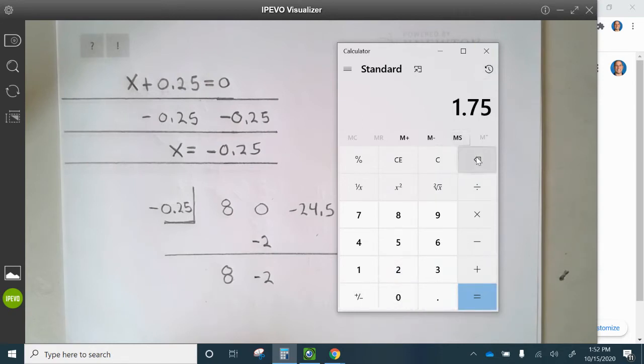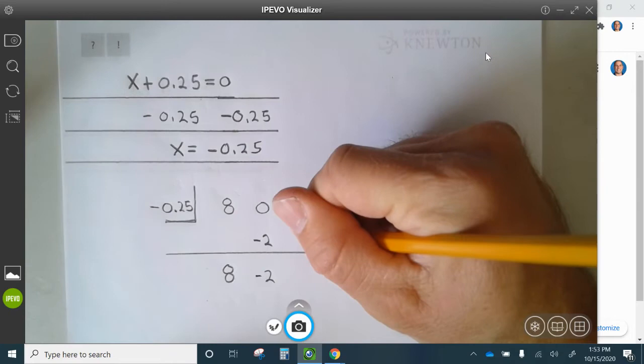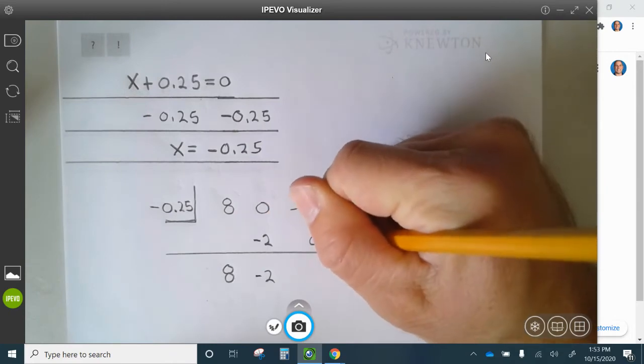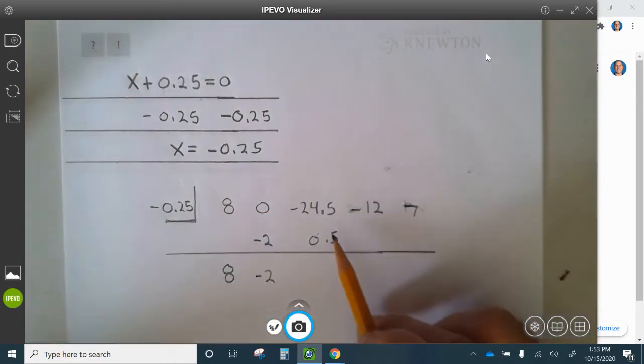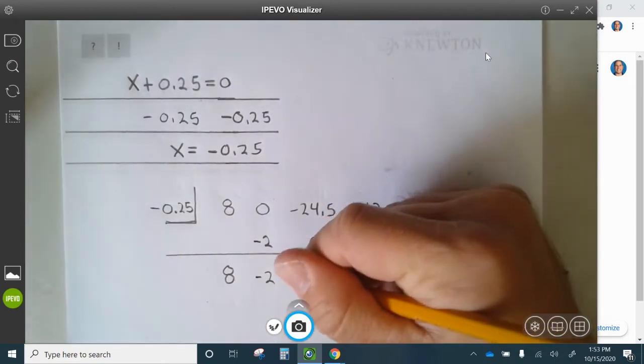I believe negative 0.25 times negative 2 is 0.5, but let's use a calculator just to make sure. Oh, I think I made a mistake. Let me clear that up. So 0.25 times 2. And you know it's positive because a negative times a negative is positive. So that's 0.5. Now, negative 24.5 and 0.5 combine to be negative 24.